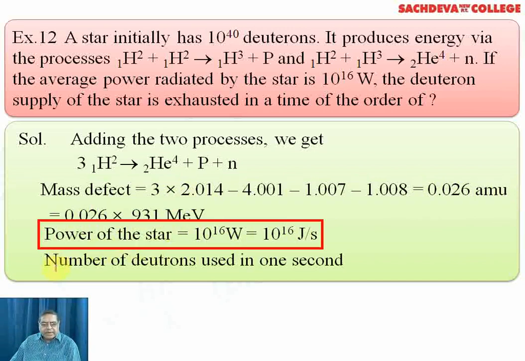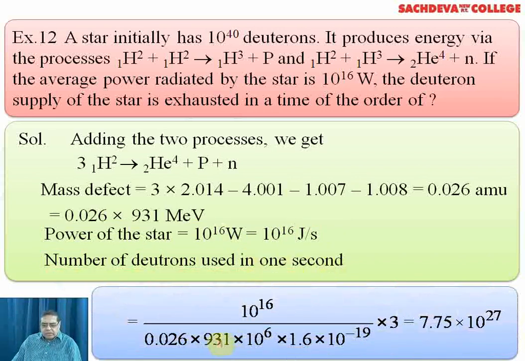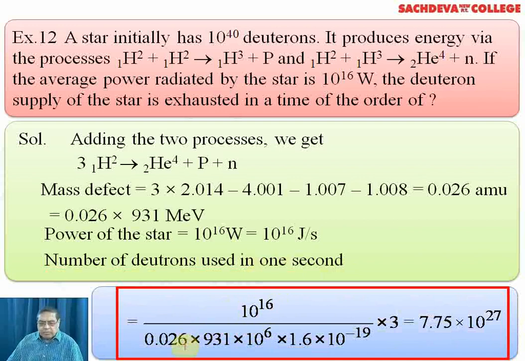So we have 10^16 watts. 1 watt is 1 joule per second. So our number becomes 10^16 joules per second. Now in 1 second, how many neutrons are used? We have to divide 10^16 by another number, that is 0.026 × 931, as we have calculated above, and this whole number comes to be 7.75 × 10^27.